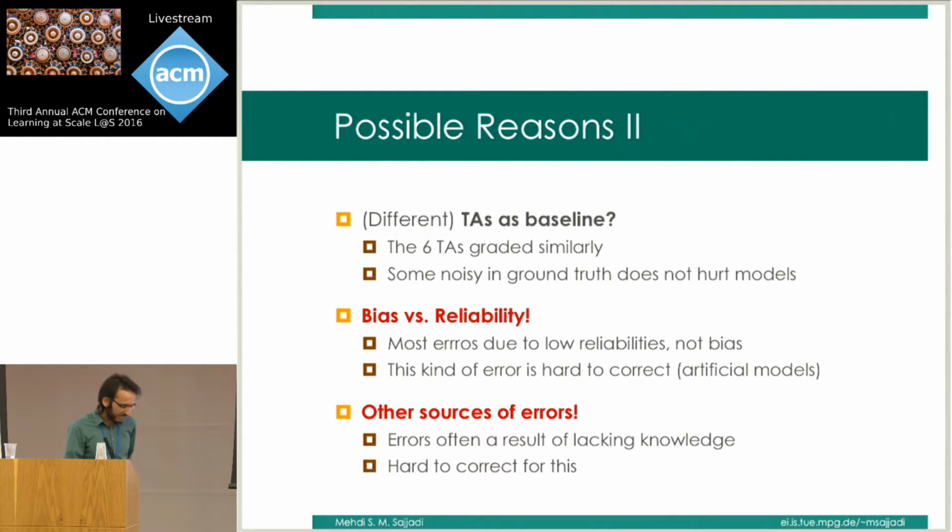And the second problem is that the biggest source of error is not really given by this bias and reliability, but it's given by just lack of knowledge. So for example, in the case where the students simply couldn't find the error where the runtime of the algorithm wasn't correct, that's something that you cannot really correct with some kind of model like this.